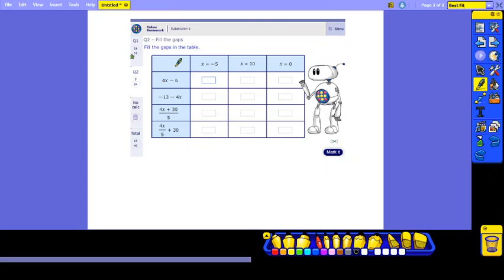So if I'm substituting x as 10, that means 4 lots of 10 is 40, take away 6 is the same as 34. Okay. Let's have a look at the next one.